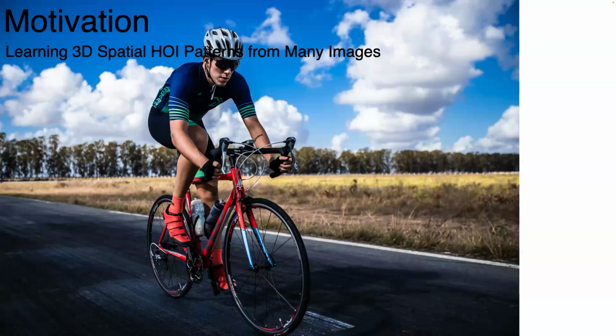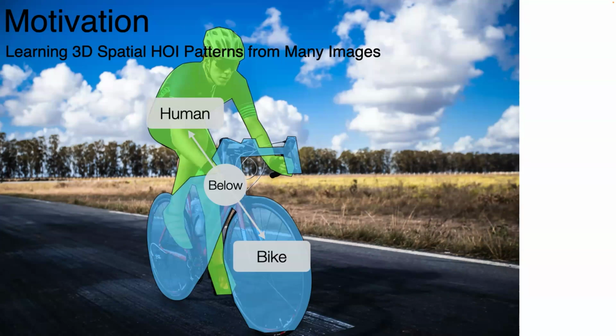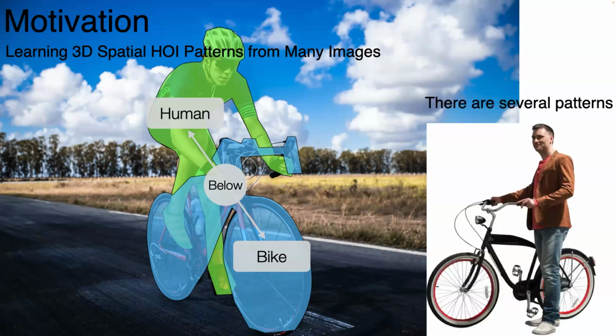But anyway, the motivation of this work is to learn this 3D spatial human-object interaction pattern from just many 2D images. For example, when we are interacting with an object, we know that there's some specific pattern we are making. The interesting thing here is those patterns are not unique. There can be many different patterns in different situations.